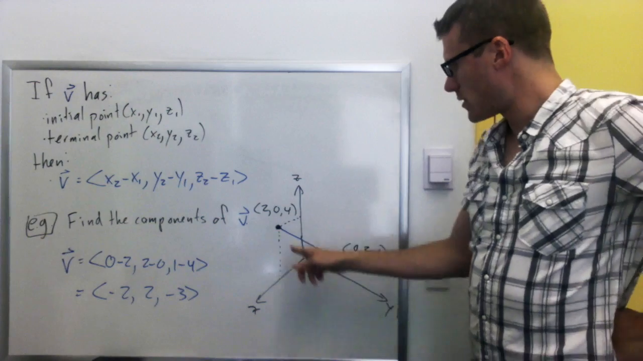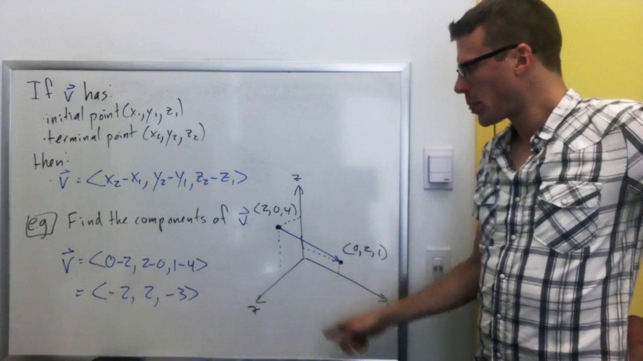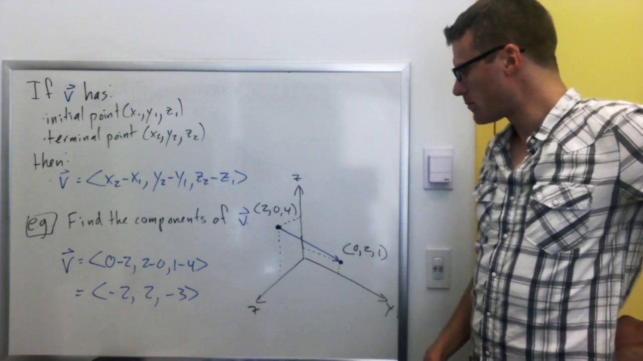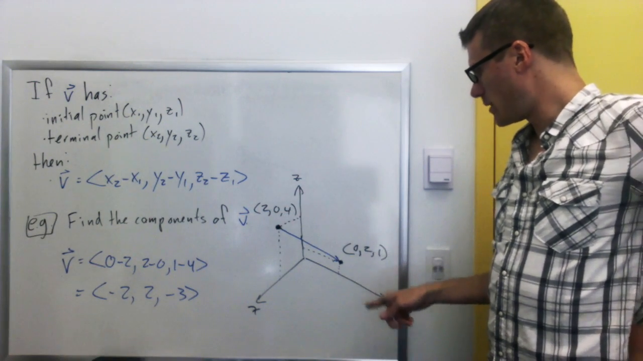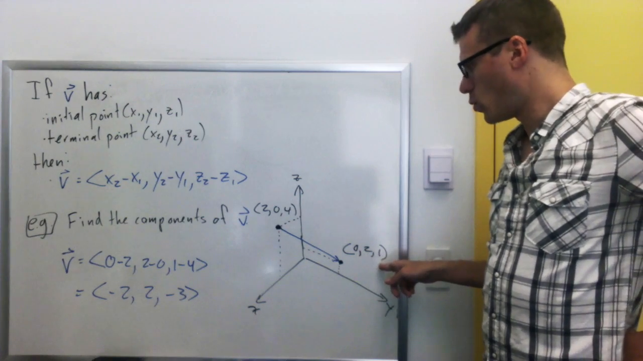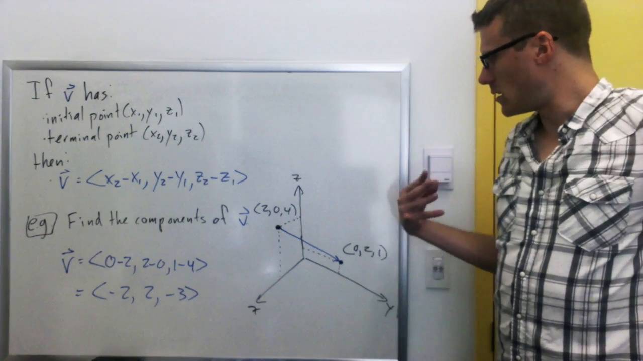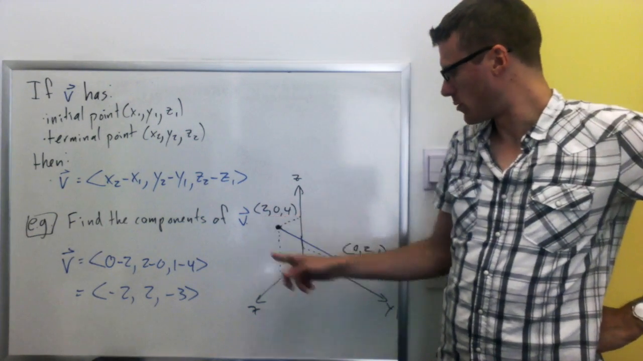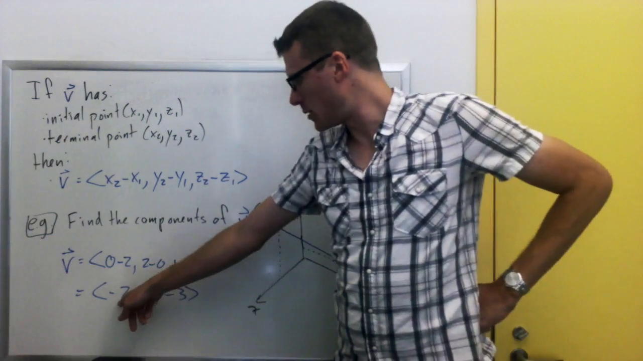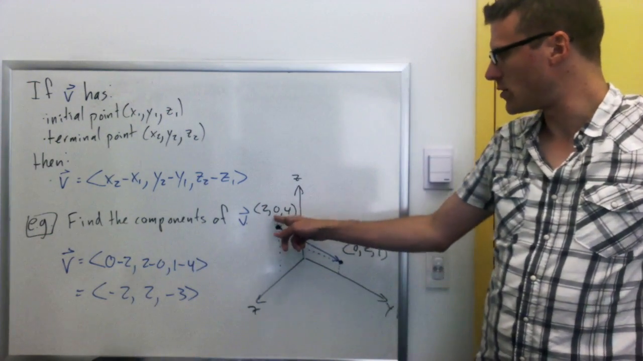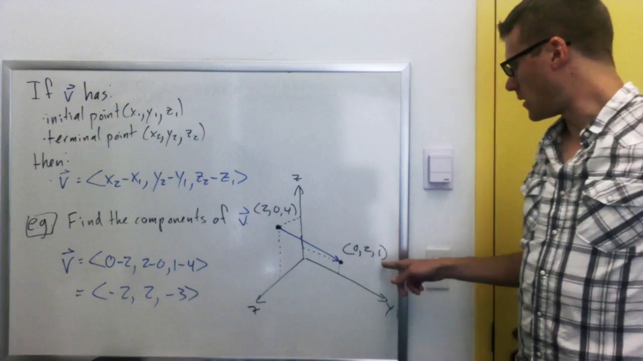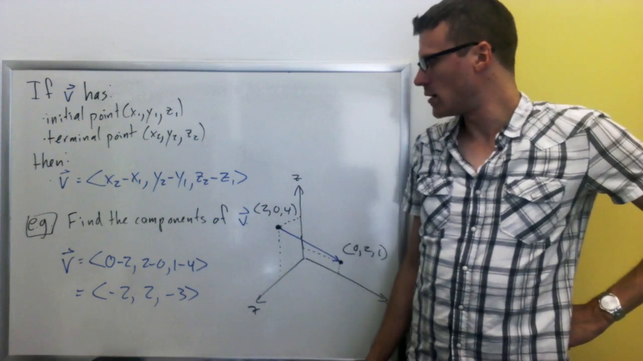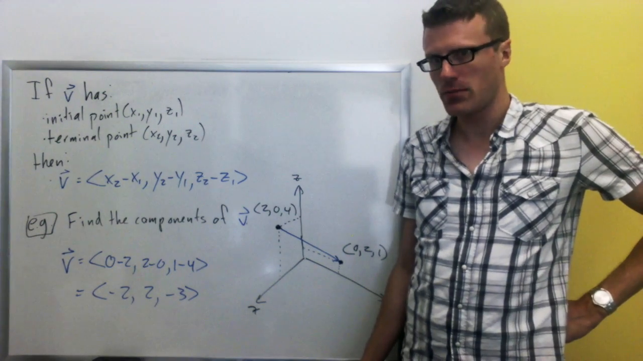So for example, let's take this vector v right here. It starts in the xz plane with the way I've drawn it, 2, 0, 4, and then it ends in the yz plane the way I've drawn it, 0, 2, 1. So the components are going to be the terminal components minus the initial components. 0 minus 2 gives me negative 2. 2 minus 0 gives me 2. And 1 minus 4 gives me negative 3. So this vector has components negative 2, 2, negative 3.